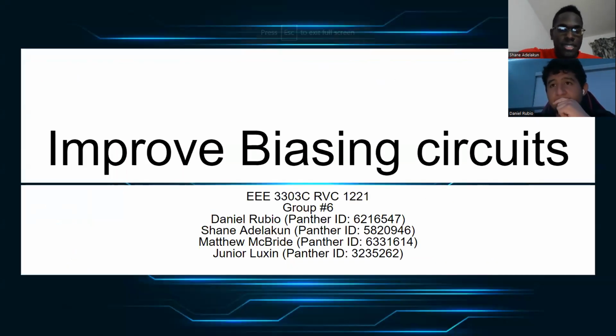Okay. Hello. This is Lab 8 for Group 6. The lab we're doing is improved biasing circuits.